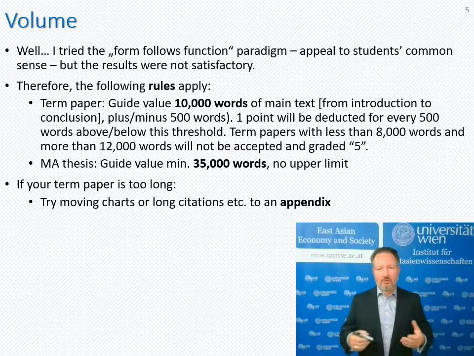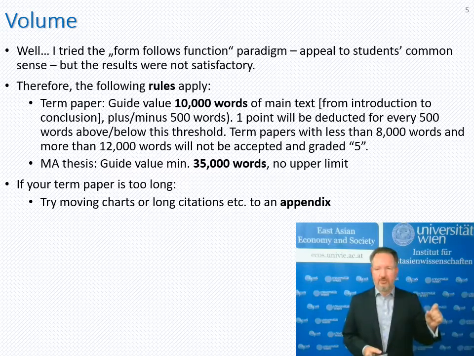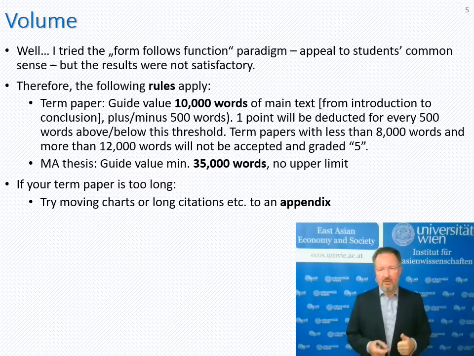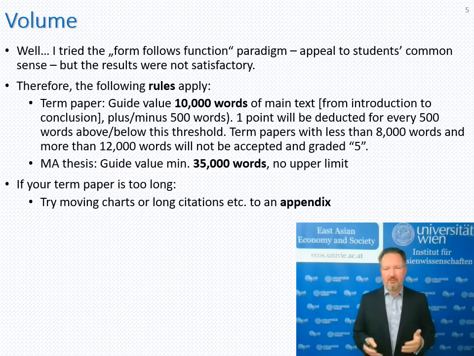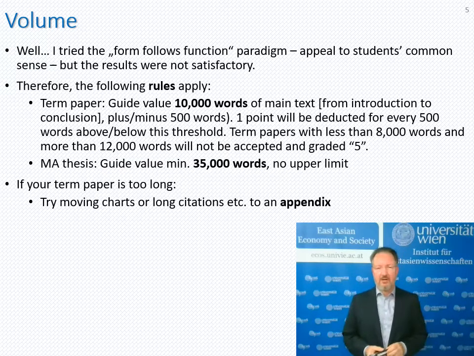as you can see them here on the slide. So for a term paper, it should be roughly 10,000 words of main text. Main text means anything starting from the first word of the introduction to the final word of the conclusion. It means it does not include the table of contents. It does not include the list of references, for example. And then we have plus minus 500 words, because it's sometimes really difficult to hit exactly those 10,000. Then I will start deducting points if you are above or below 10,000 plus minus 500. 1 point will be deducted for every 500 words above or below this threshold. And well, do the math yourself.